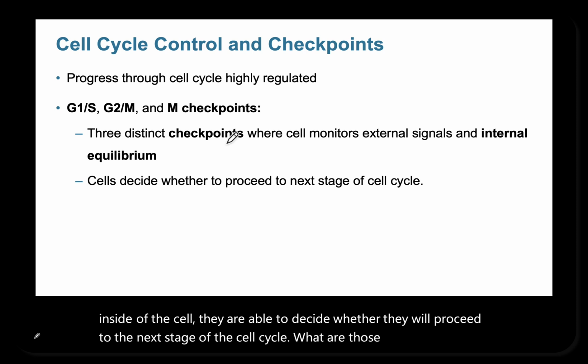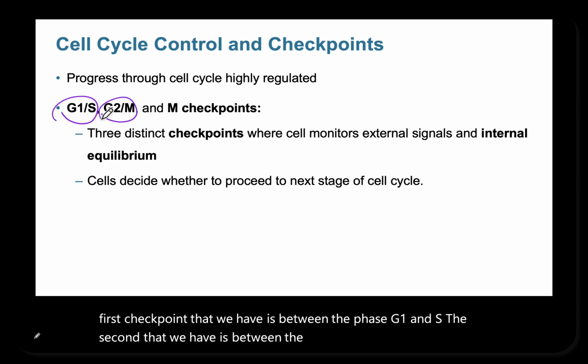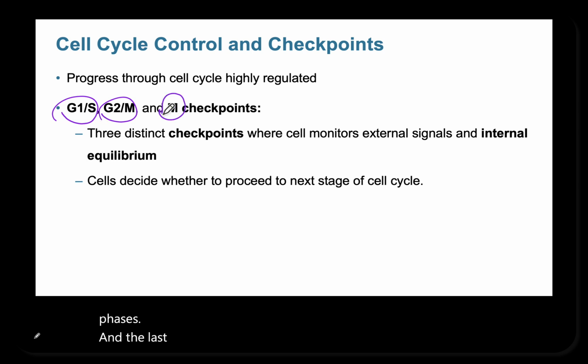The first checkpoint that we have is between the phase G1 and S. The second is between the G2 and the mitotic or meiotic phases. And the last is during the mitosis or during the meiosis.